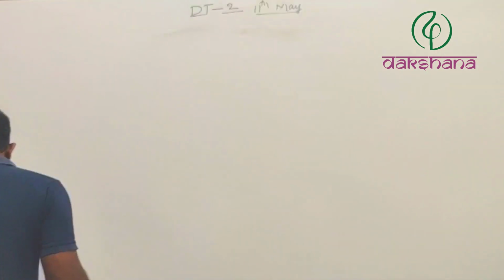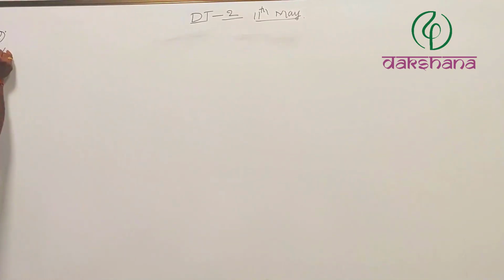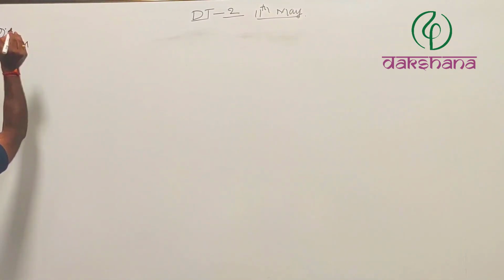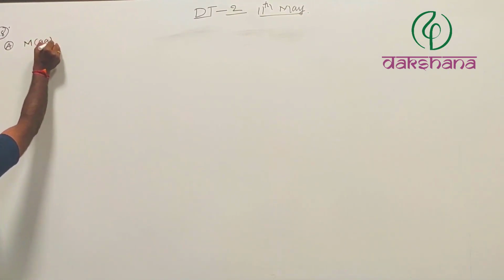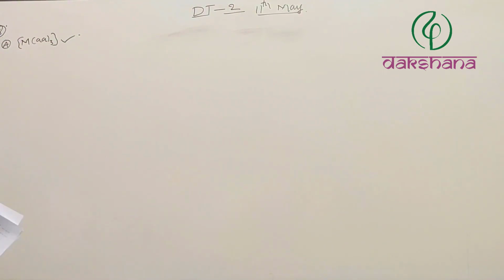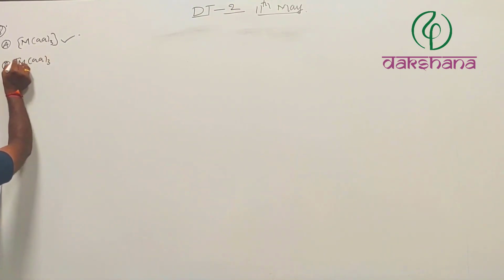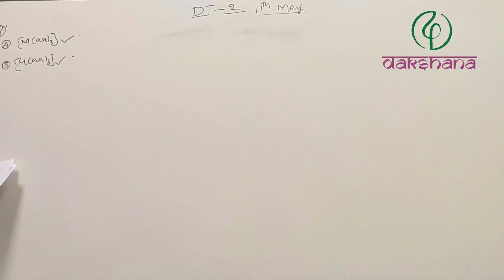Question number 38. Which of the following is not optically active? Option A is AA taken thrice type, which is definitely optically active because we cannot cut it into two equal halves. The same thing with option B, it is also AA taken thrice type. This is also optically active. Next, coming to option C, it will be cis and trans.